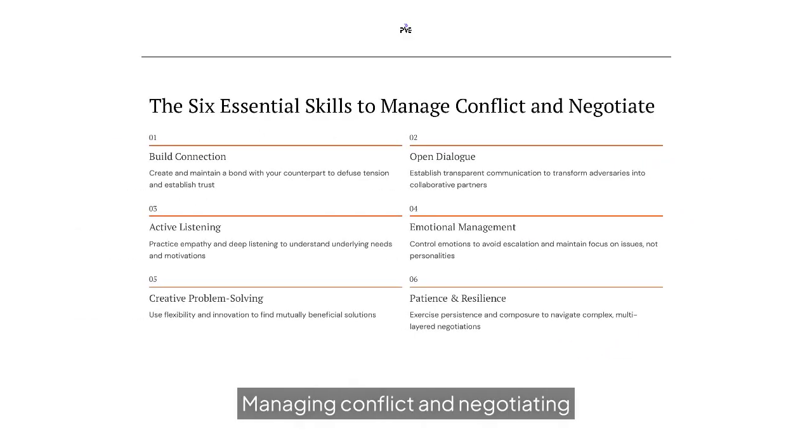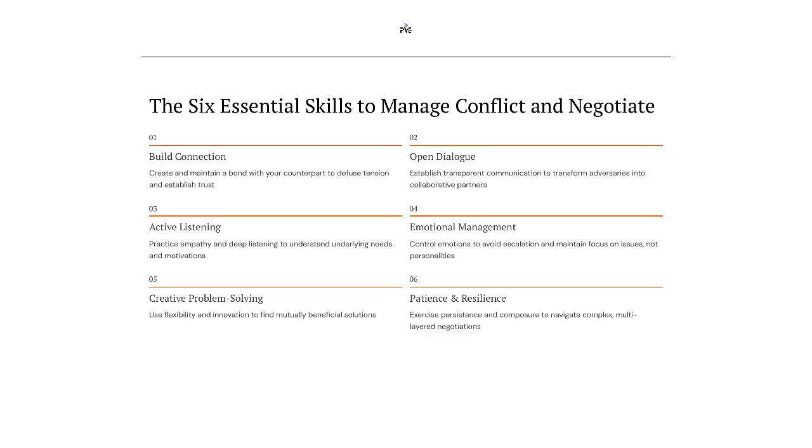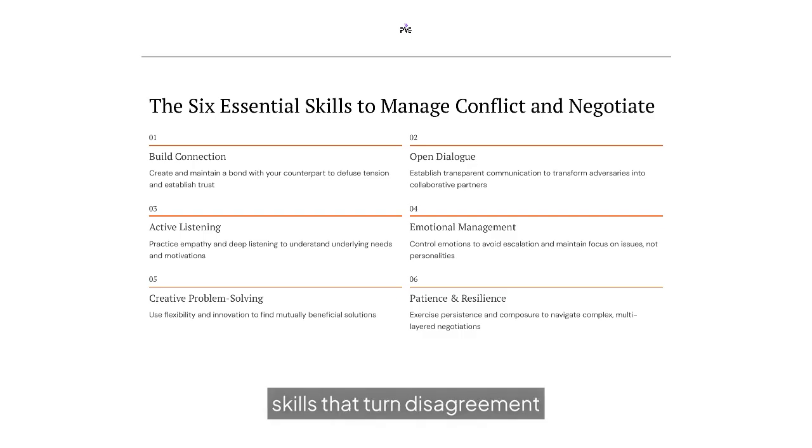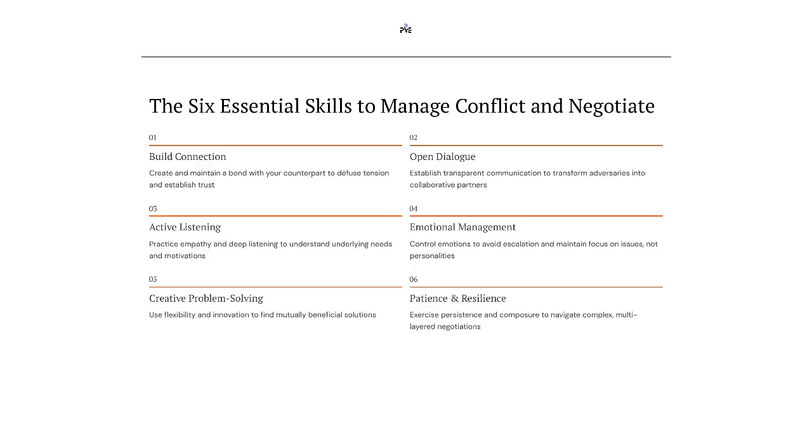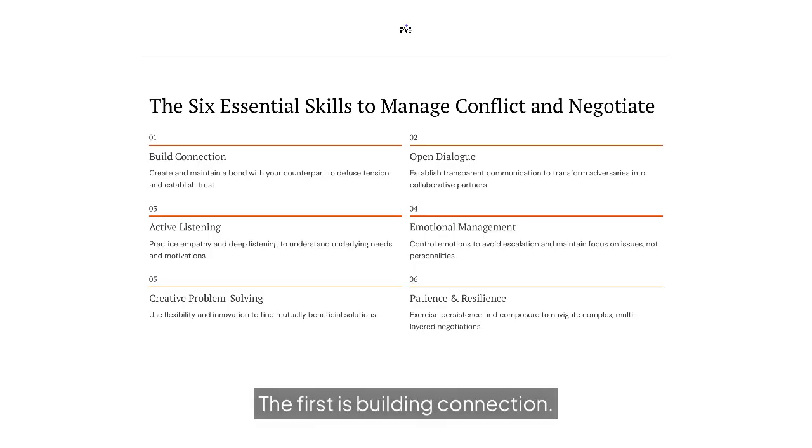Managing conflict and negotiating effectively require more than tactics or persuasion. They demand emotional intelligence, empathy, and the ability to connect with others even when opinions differ. Let's explore 6 essential skills that turn disagreement into understanding and tension into progress. The first is building connection.